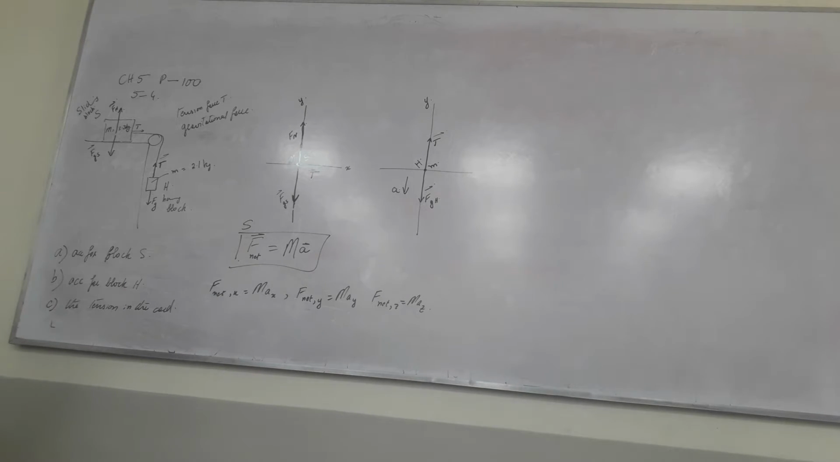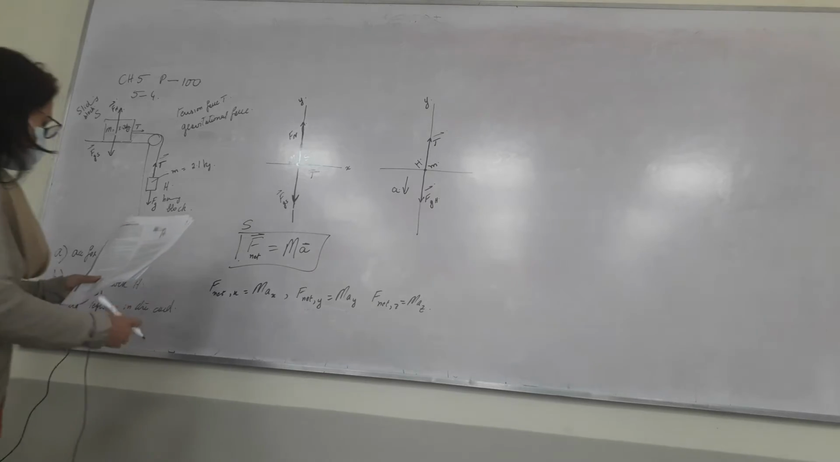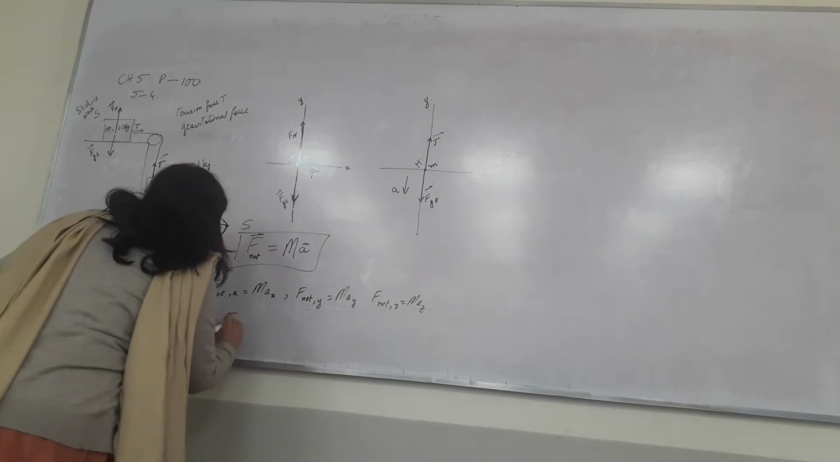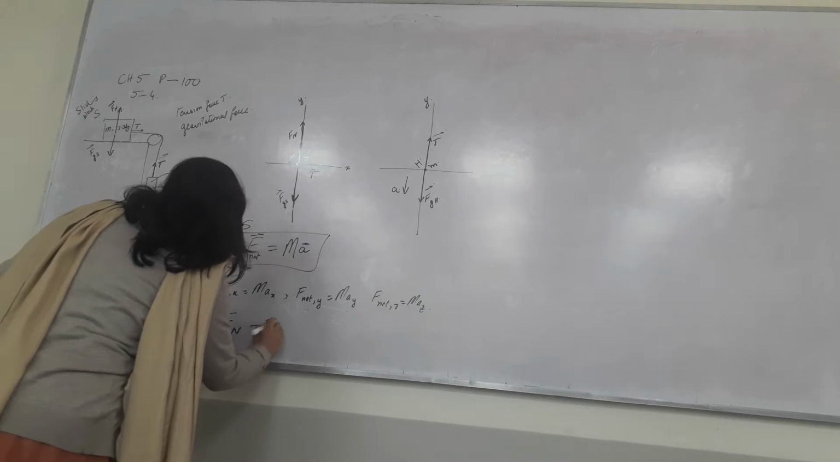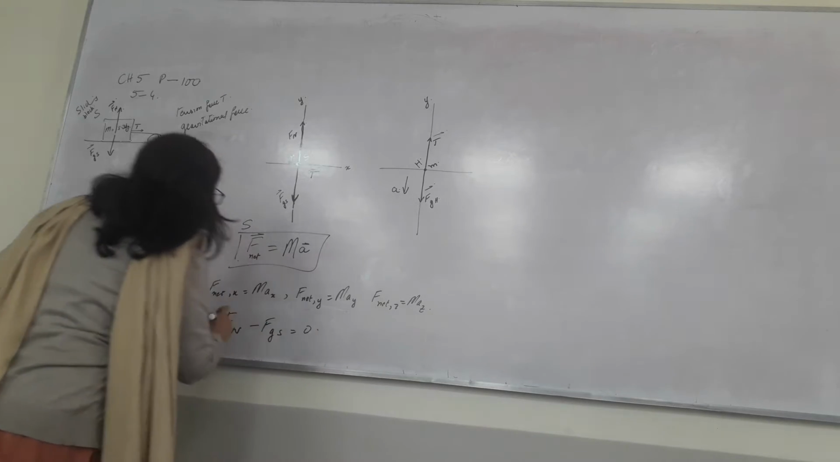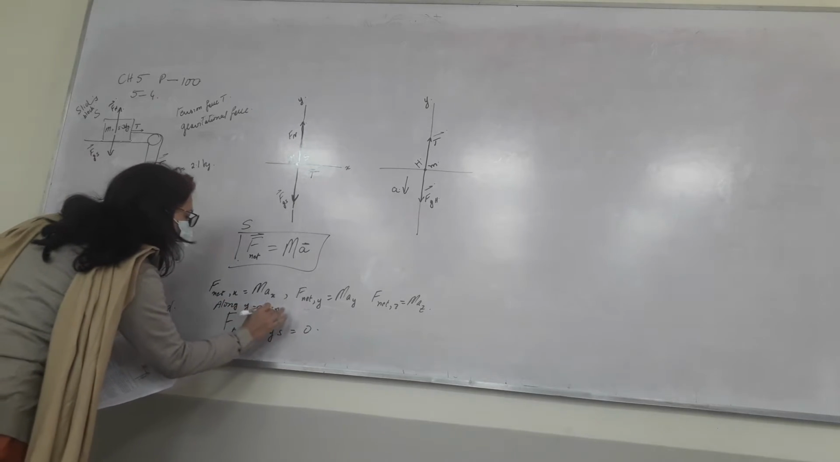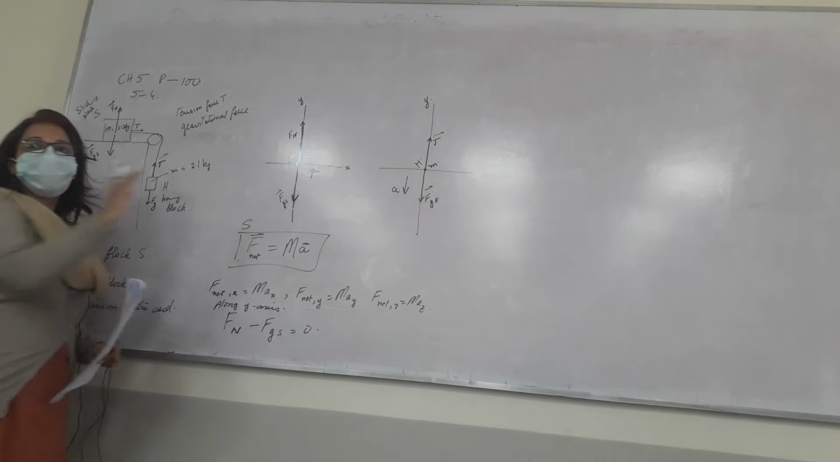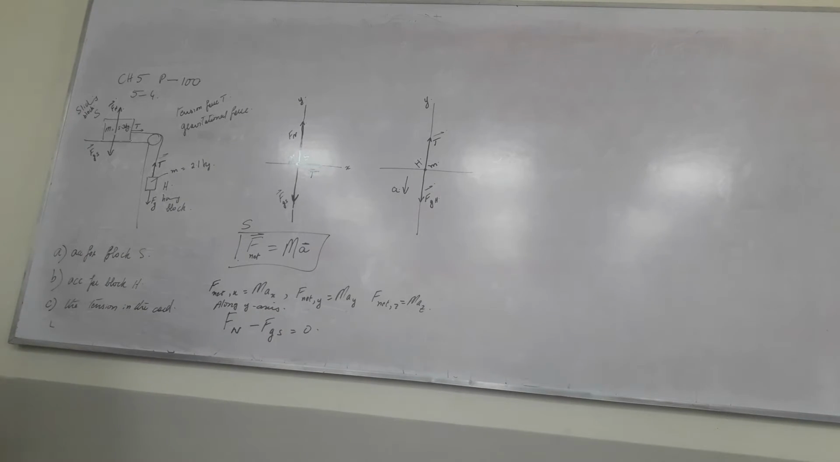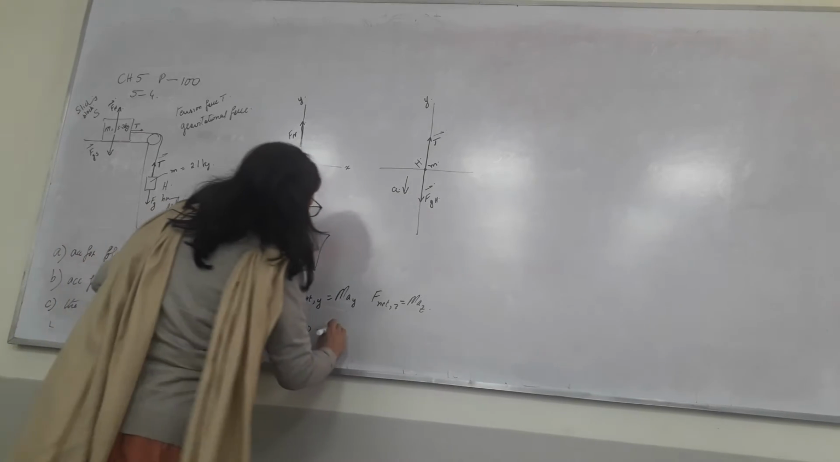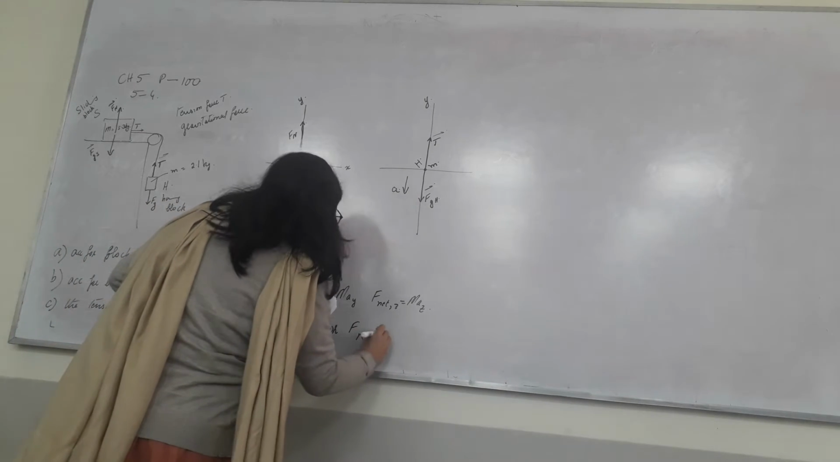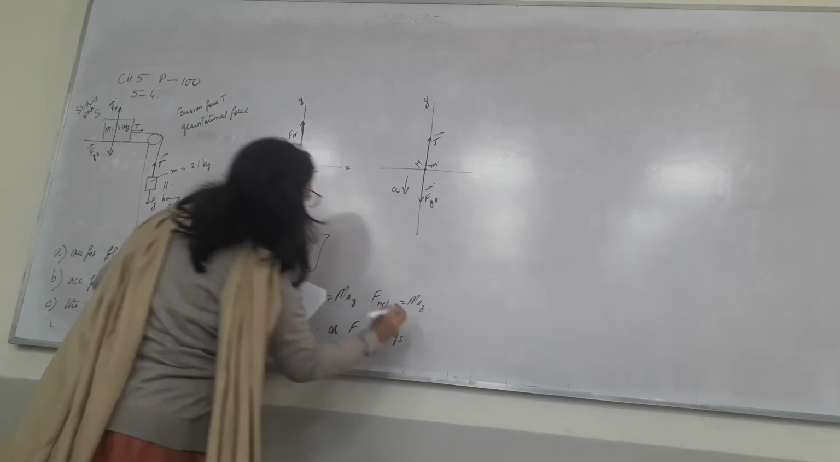Okay, so therefore, if we look at the y-axis, we have Fn minus Fgs is equal to 0 along the y-axis. If we look at the diagram, along the y-axis there is no motion, the body is not moving up and down. It means the forces are balanced. If the forces are balanced, it means they are equal. So, Fn is equal to Fgs.